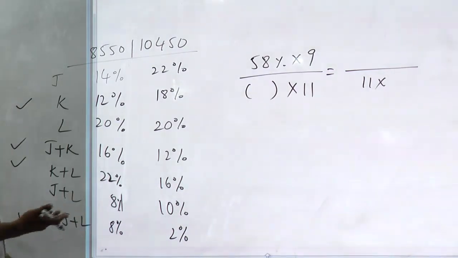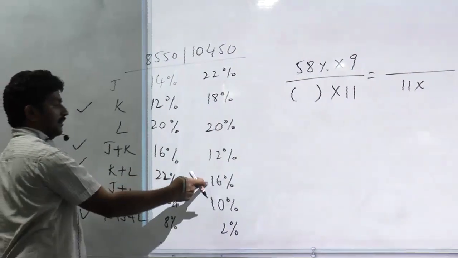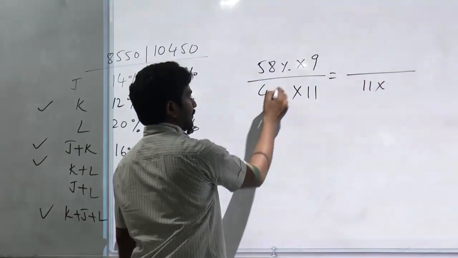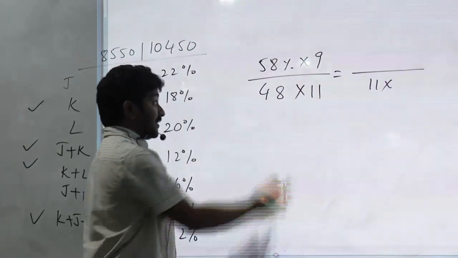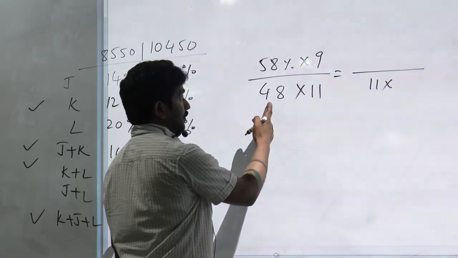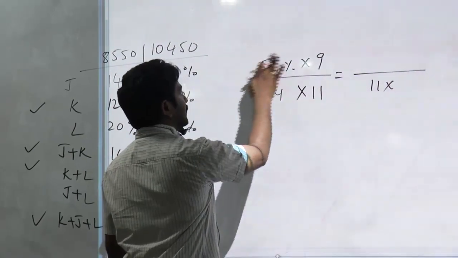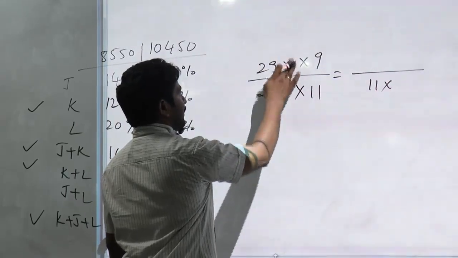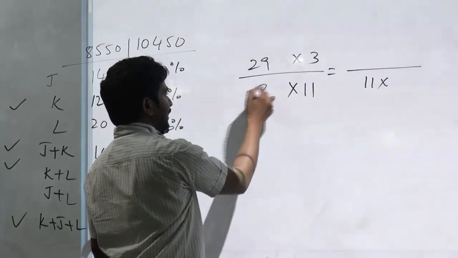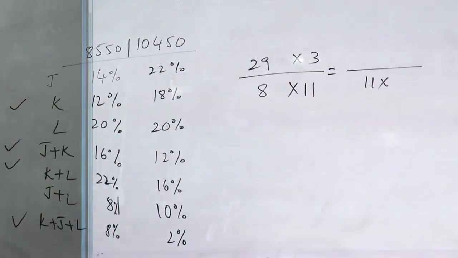Otherwise you have to add 18, 30, 46, 48. Cancellation with 2, 24, 29. Cancellation with 3 again, 3 times, 8 times. Next.